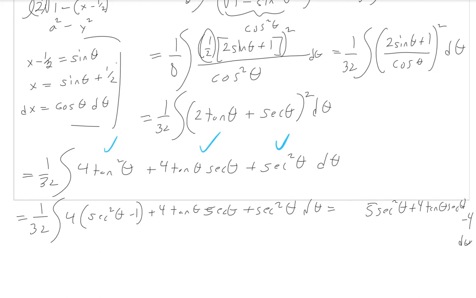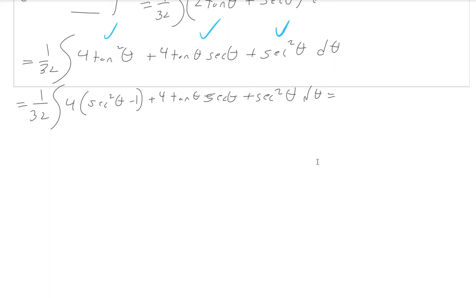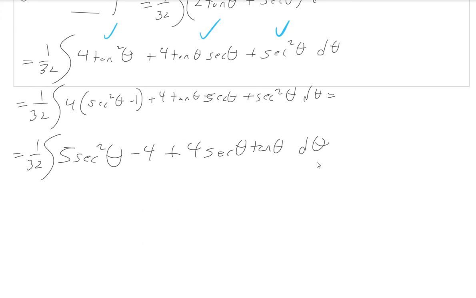I'm going to rewrite that down here. This got more squished than I thought. I thought I had more room. So 1 over 32. 4 times secant squared plus another secant squared gives me 5 secant squared theta. 4 minus 1 will give me minus 4. Plus 4. I'll make this more familiar looking: secant theta, tangent theta, d theta.